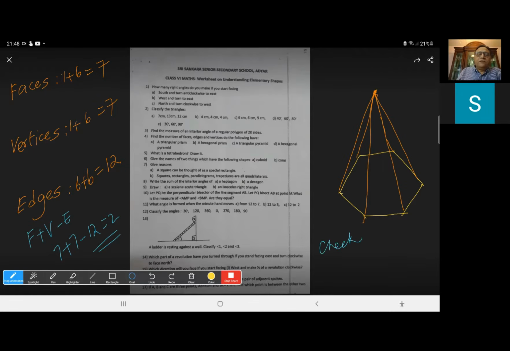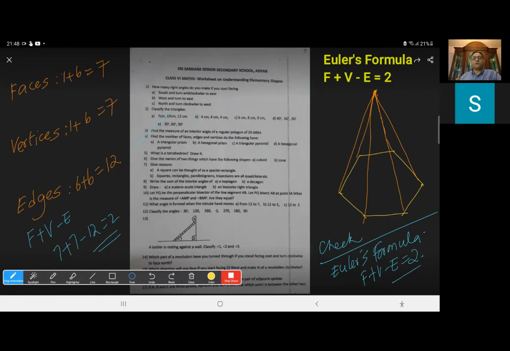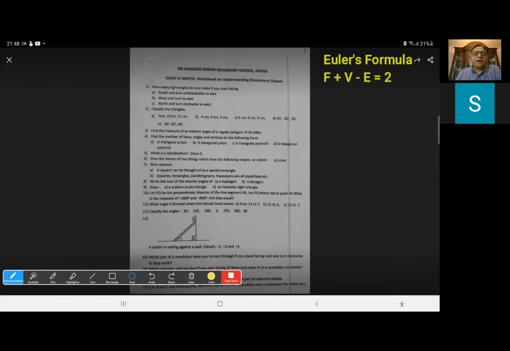So can you summarize how we solved this particular question? We used Euler's formula to check, right? Perfect. And to draw the prism and to solve this question. Correct. Can you please read question number 5 now? I'm erasing the screen. What is a tetrahedron? Draw it. Tell me what is a tetrahedron?